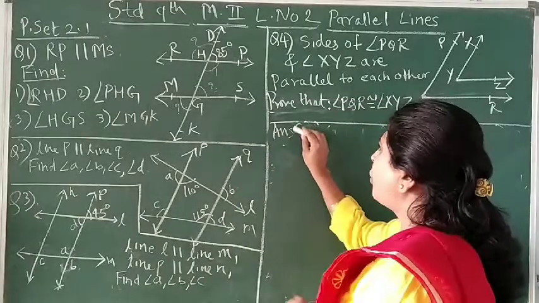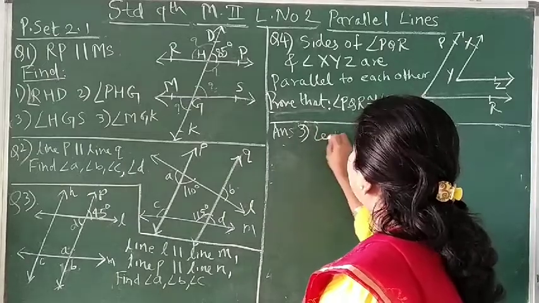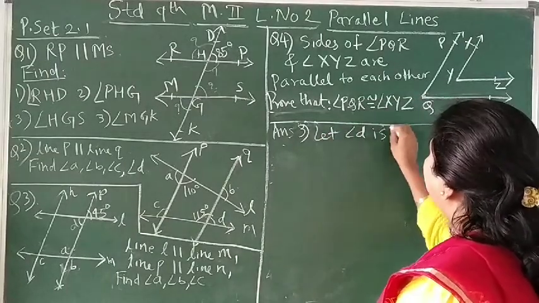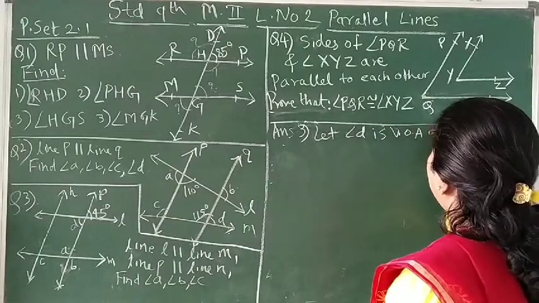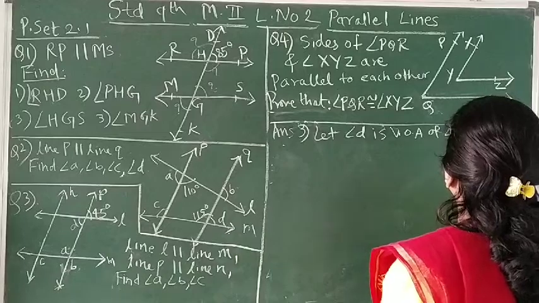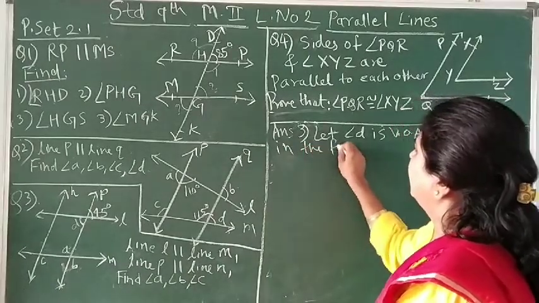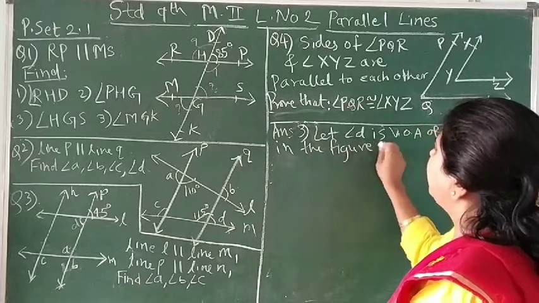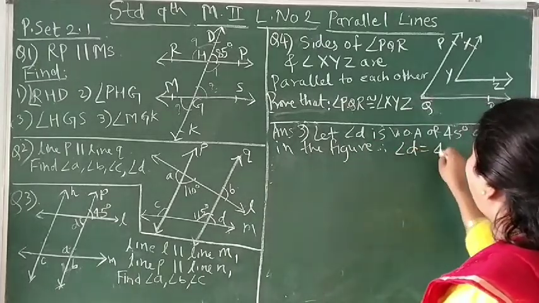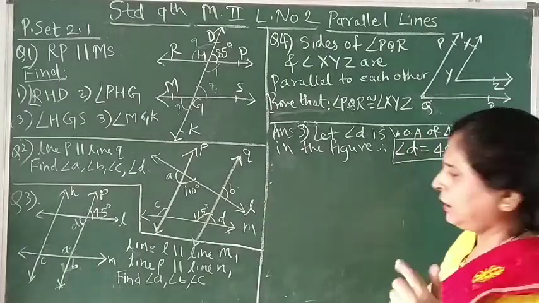First, as D is not given in the question, we have to mention it. So let's write: let angle D be the vertically opposite angle of 45 degrees as shown in the figure. So therefore angle D is equal to 45 degrees, because vertically opposite angles are equal.